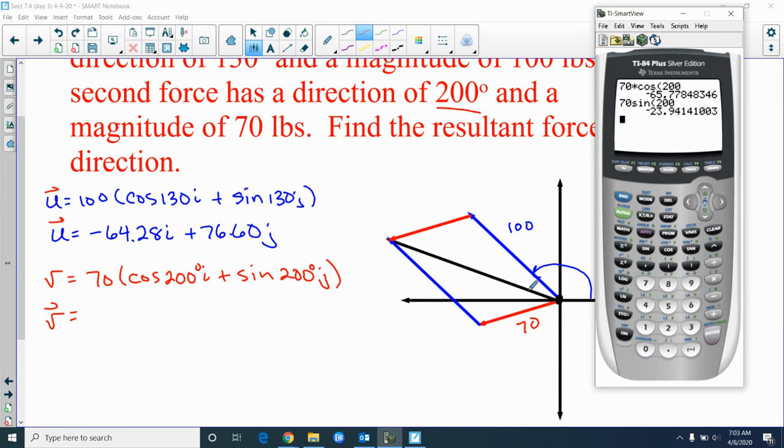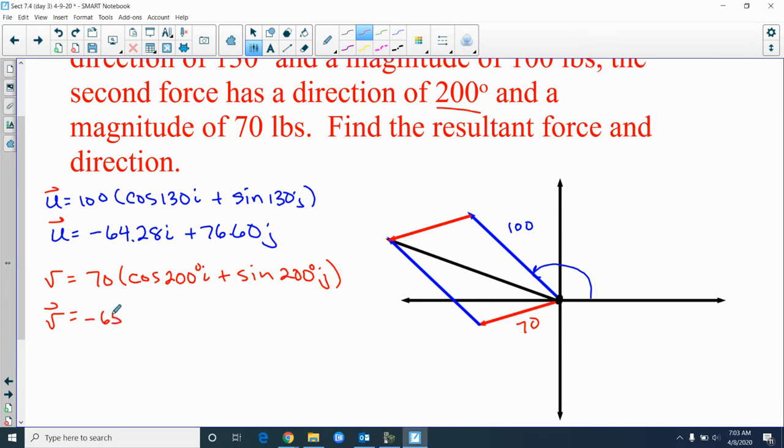Both answers should be negative because that vector is in quadrant 3. The endpoint is in quadrant 3. With the other vector, the first vector U, it should have been a negative x, or a negative first term I, and a positive J because it's in quadrant 2. So we got negative 65.78 I, and then we got minus 23.94 J.